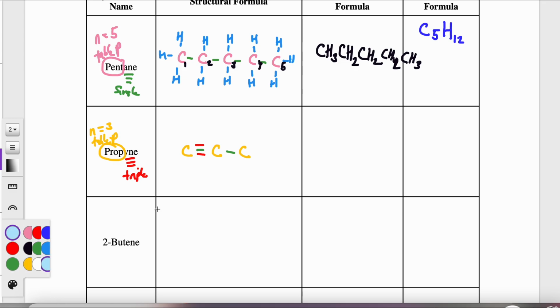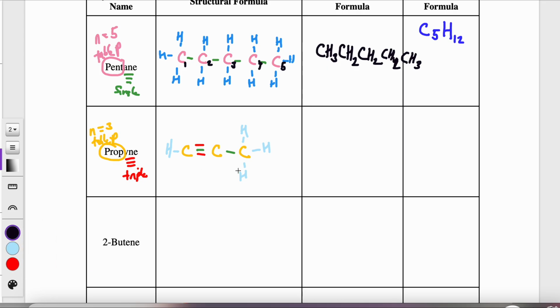Now I need to finalize my structure to make sure every carbon has four bonds. So carbon number 1 already has 3 bonds, so it needs a fourth, so I'm going to add 1 hydrogen to it. Carbon number 2 has 3 bonds here, plus 1 bond there, so it already has 4 bonds, no hydrogens added to it. And my third carbon currently has only 1 bond, so I need to add 3 hydrogens to it, so it ends up with a total of 4 bonds.